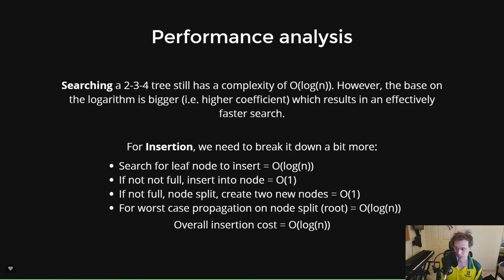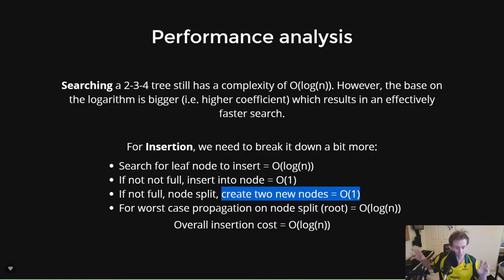Insertion into a 2, 3, 4 tree involves a few different steps. Firstly, searching for the leaf node to insert is O(log n) or O(h). If it's not full, we insert it in and that's O(1), and that's easy enough. I think that should say if not full. So it should be: if it's not full, you insert into it, which is O(1), and if it is full, you node split and create 2 new nodes, which is also O(1).